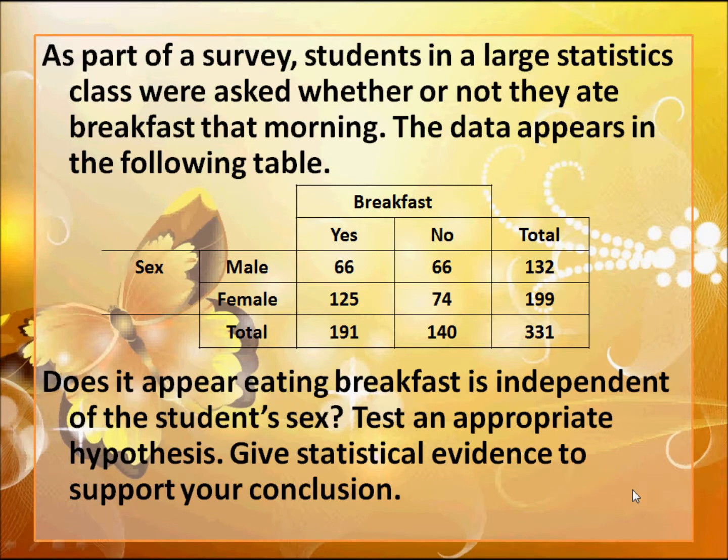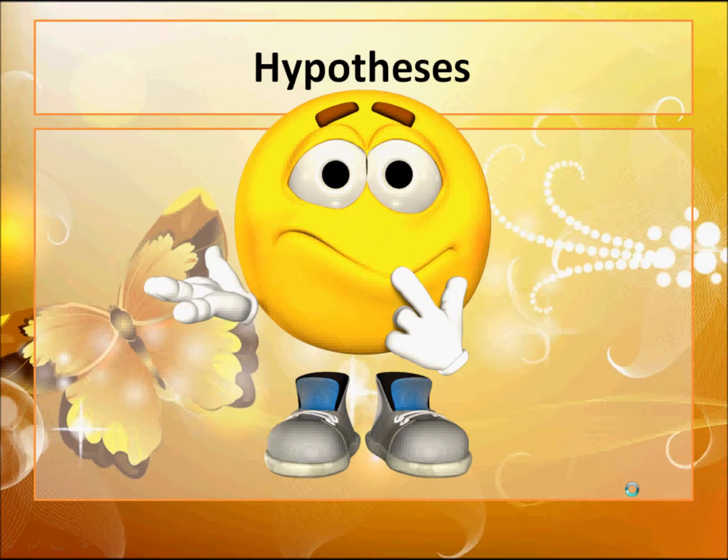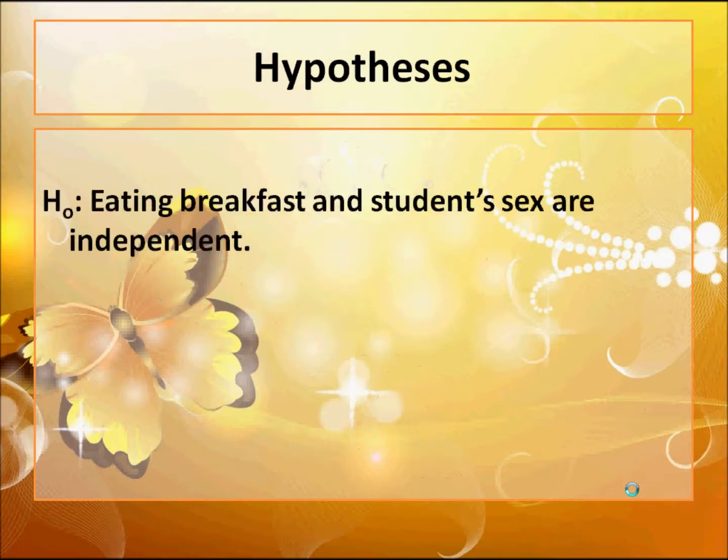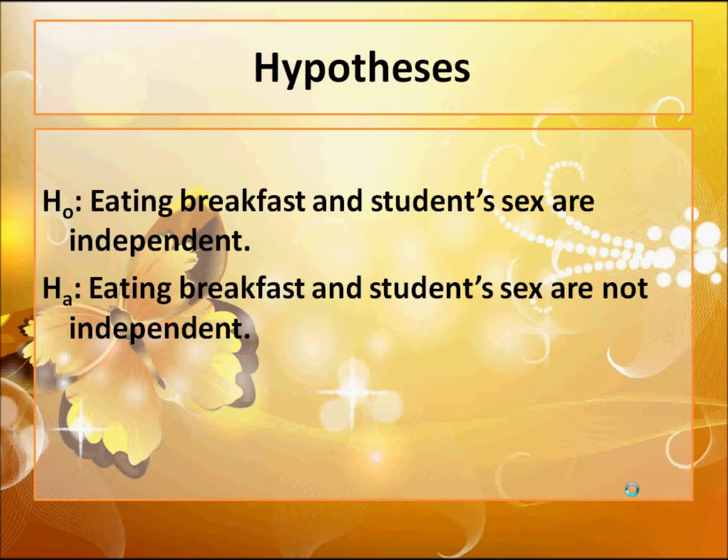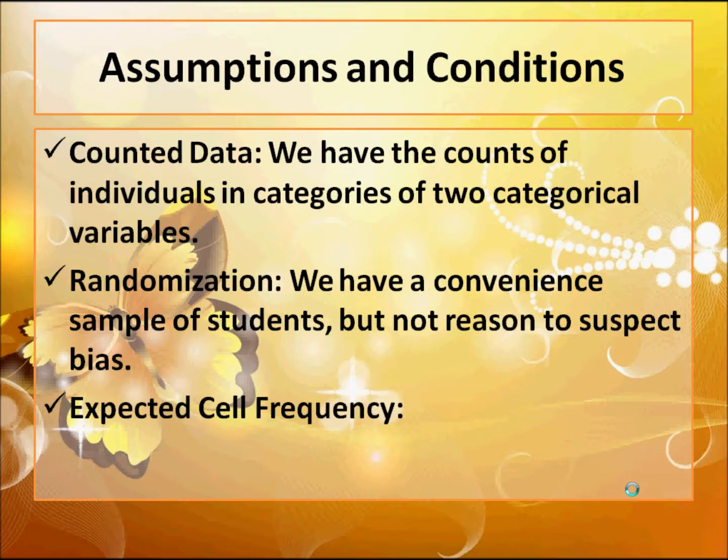So, here we go. First thing is our hypotheses. Again, this one we're going to write as statements. So, H0: eating breakfast and student sex are independent, and our HA is: eating breakfast and student sex are not independent. Okay? So, once we have our hypotheses, we then check our assumptions and conditions.